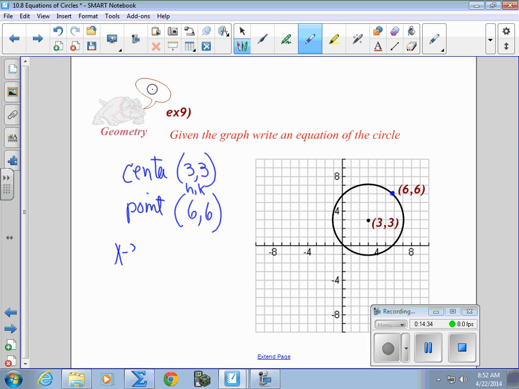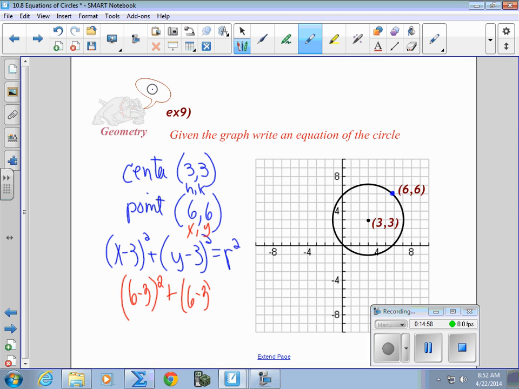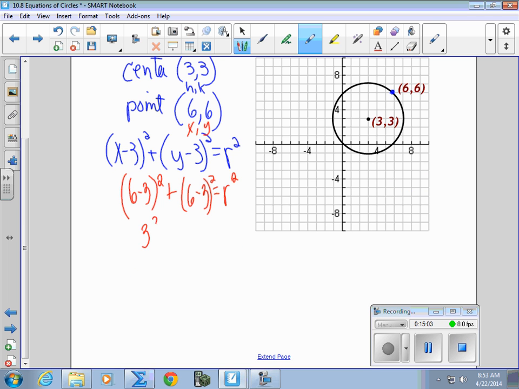So x minus 3 squared plus y minus 3 squared is equal to r squared. Again, we don't have the radius and we have to find it, so we're going to plug in 6 and 6 for x and y. So we have 6 minus 3 squared plus 6 minus 3 squared is equal to r squared. So we have 3 squared plus 3 squared is equal to r squared. So we have 9 plus 9 is equal to r squared. So r squared is equal to 18.